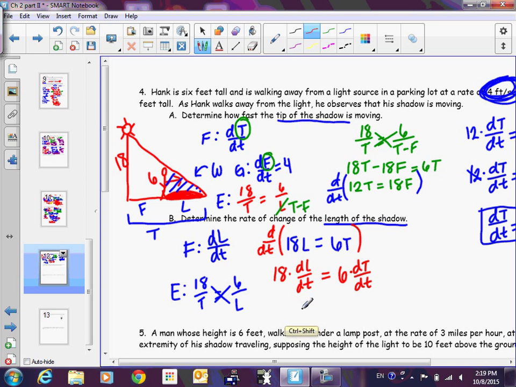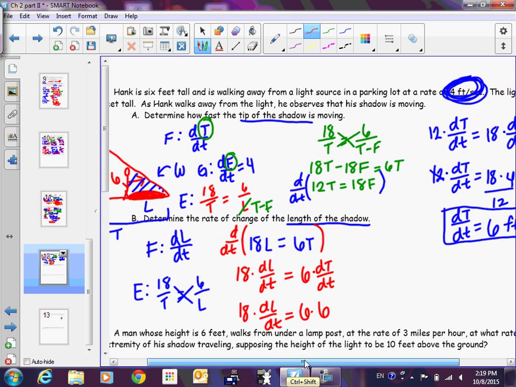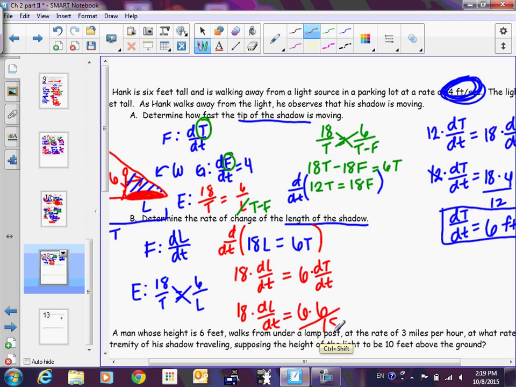Remember, we're looking for dL over dt. So keep that as it is. dT over dt we just found out was 6. So I just need to divide that by 18, which is 2, and I'm good to go. So 2 feet per second. Okay?